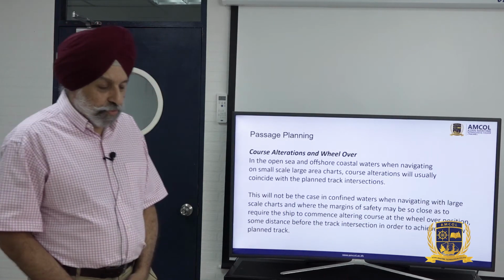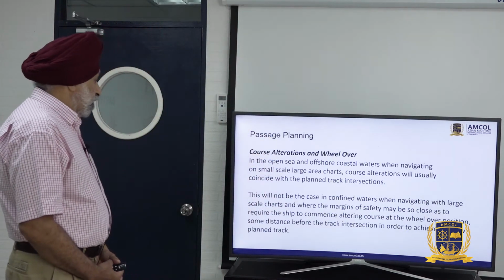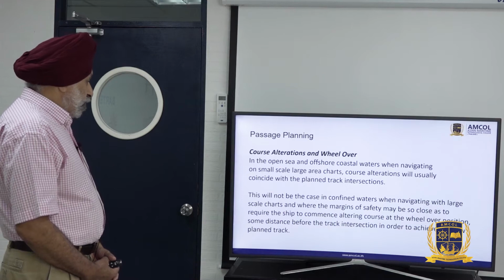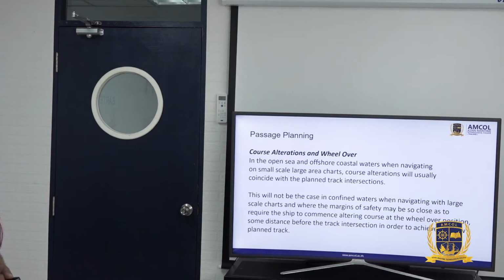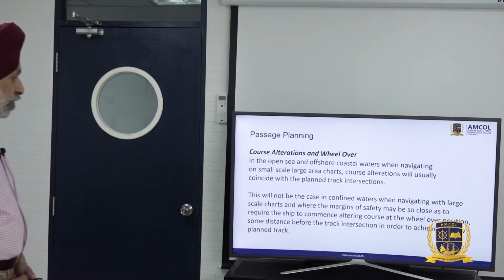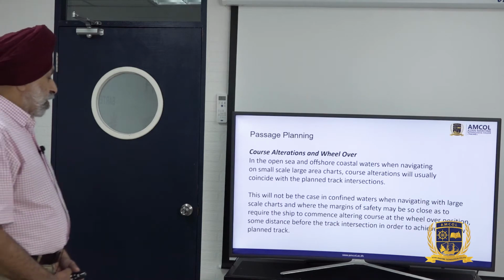What is a wheel over position? It is a position at which the course alteration starts. So this has to be done very carefully. This will be the case in confined water when navigating with large scale charts, where the margin of safety may be so close as to require the ship to commence altering at a wheel over position some distance before the track intersection in order to achieve the planned route.